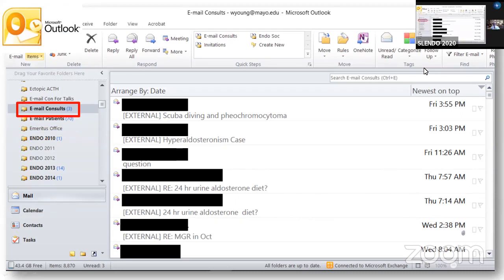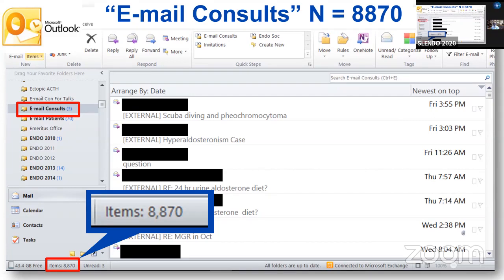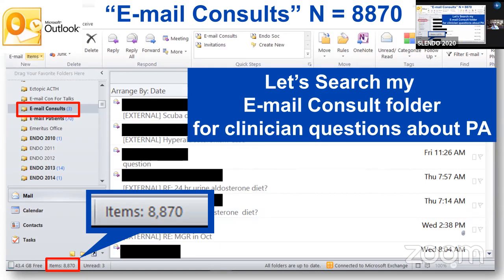So I'd like to move on to some challenging clinical scenarios that clinicians have raised to me. This is actually my screenshot from my Outlook folder on what I've termed email consults, shown on the left side of the screen here. And you can see some of the titles: scuba diving and FEO, hyperaldosteronism, 24-hour urine. Each time I get one of these questions, I put it in this folder. So I've collected 8,870 email consults that I've responded to over the years. And we're going to search these for questions about PA.